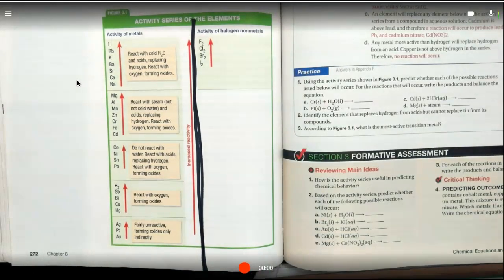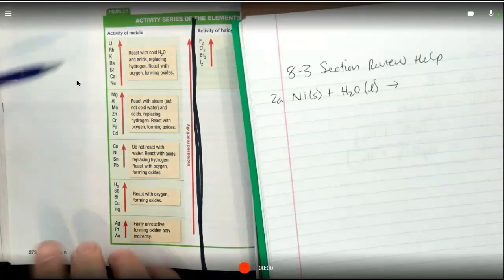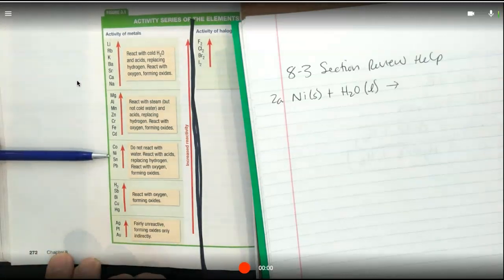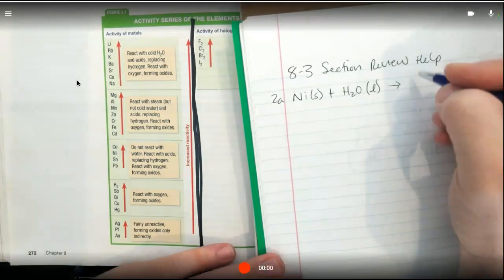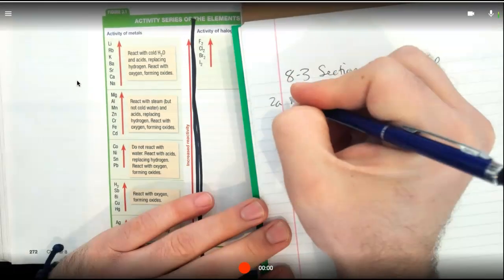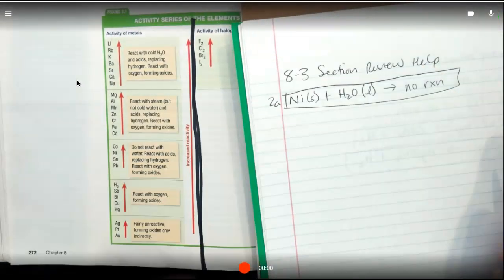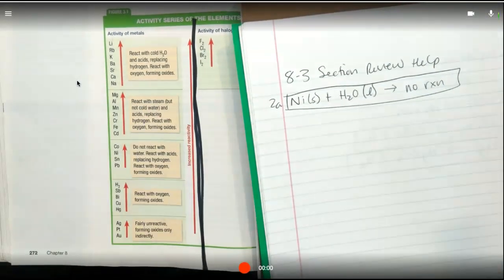Okay, so let's take a look at 2A. We have solid nickel trying to replace hydrogen in liquid water. So we find nickel, that's our solo element, nickel's down here. And the box says does not react with water. So that one's pretty easy, no reaction. And that would be our answer for 2A. So make sure you're paying attention to these tan boxes here for the additional info.